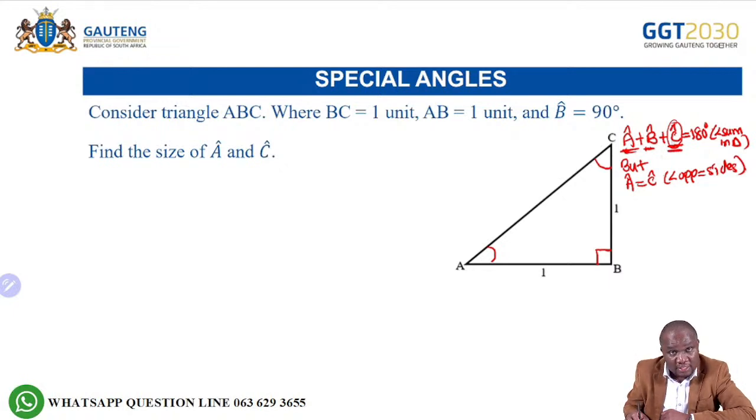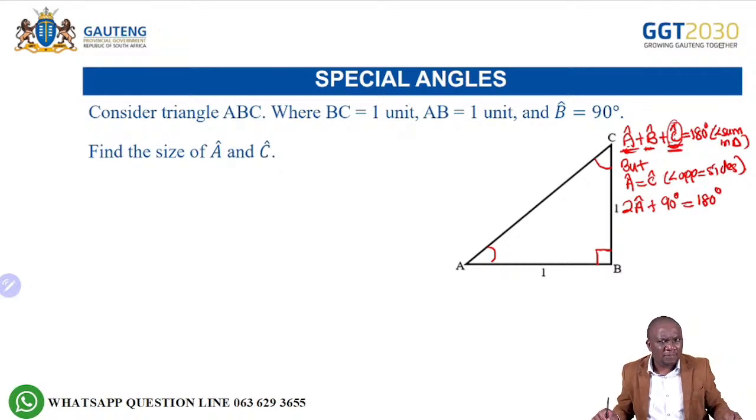I'm saying angle C is equal to A, isn't it? So A plus A is 2A, coming from A plus C there. And then plus B. B is what? 90 degrees, is equal to 180 degrees. Do you understand that part?